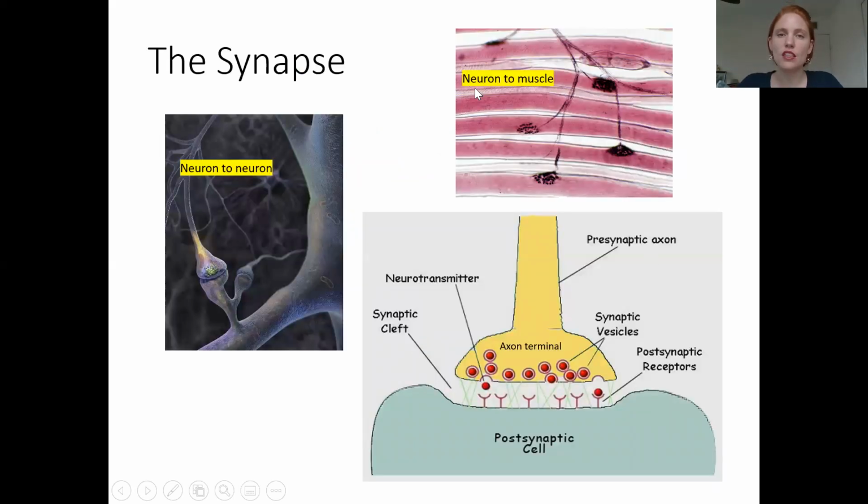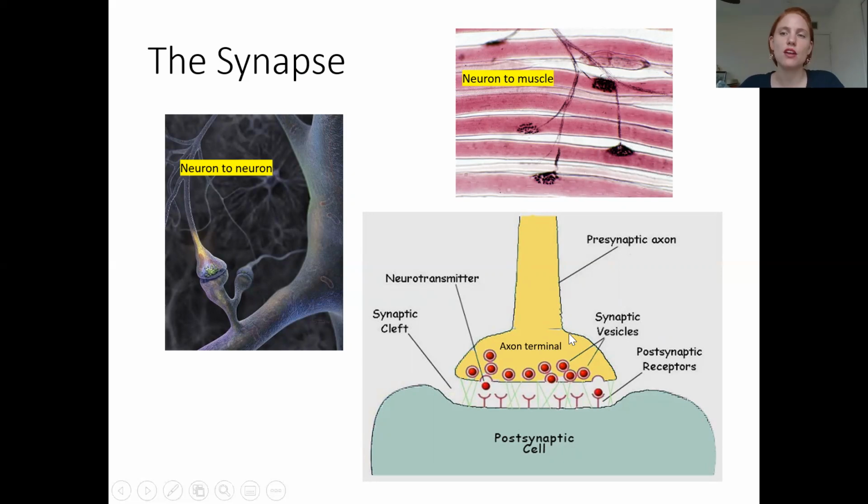And we've already seen this before when we talked about the muscle lecture. Here would be the axon terminal of a motor neuron. Here is a skeletal muscle cell. So this would be a synapse between a neuron and the skeletal muscles.